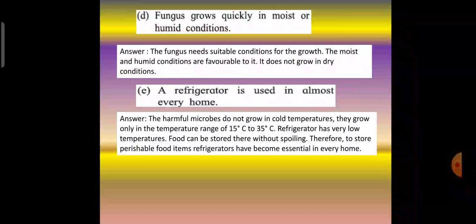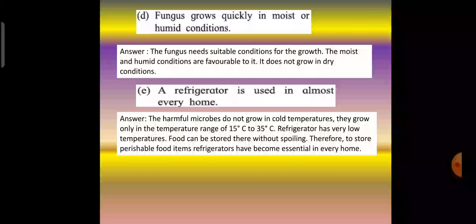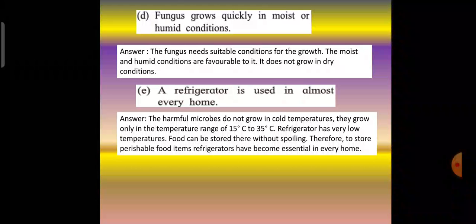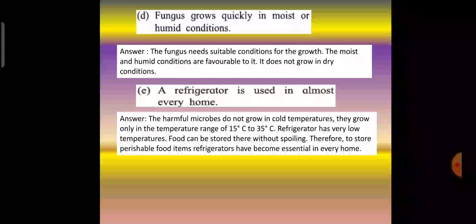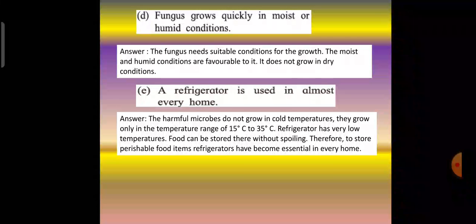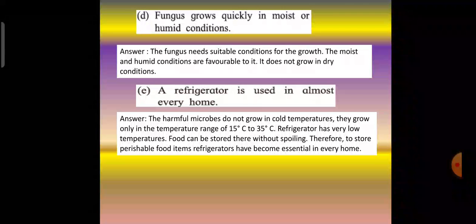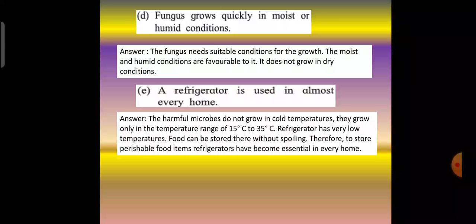Next, fungus grows quickly in moist or humid conditions. The fungus needs suitable conditions for growth. The moist and humid conditions are favorable to it. It does not grow in dry conditions. You must have observed fungus growth more prominent during the rainy season when the conditions are moist and humid.